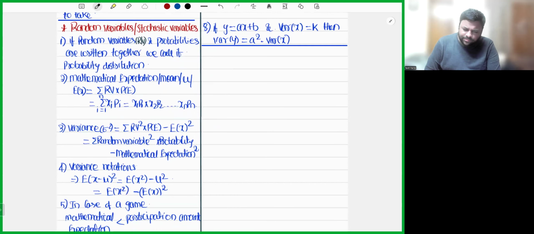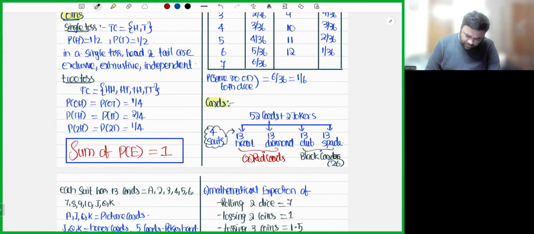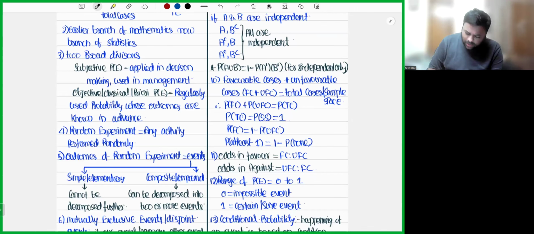Some 3 pages are there. We'll cover those 3 pages. So basically, what is a probability?